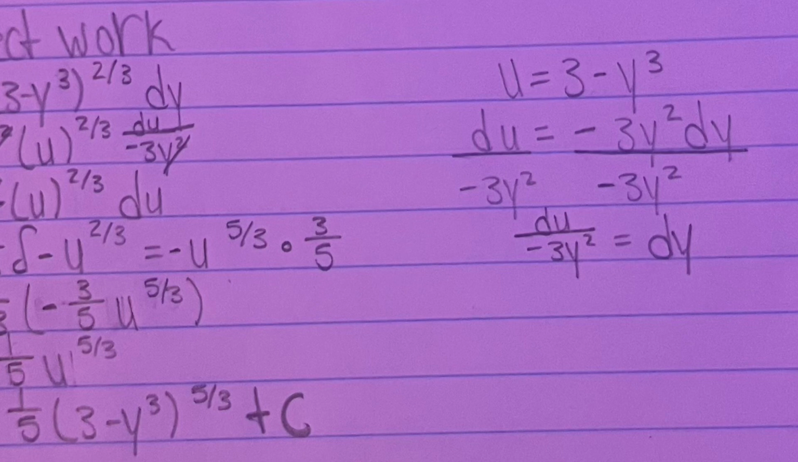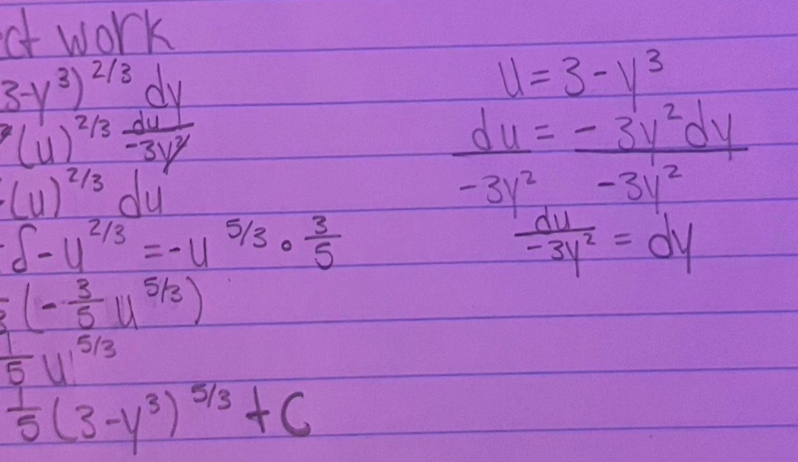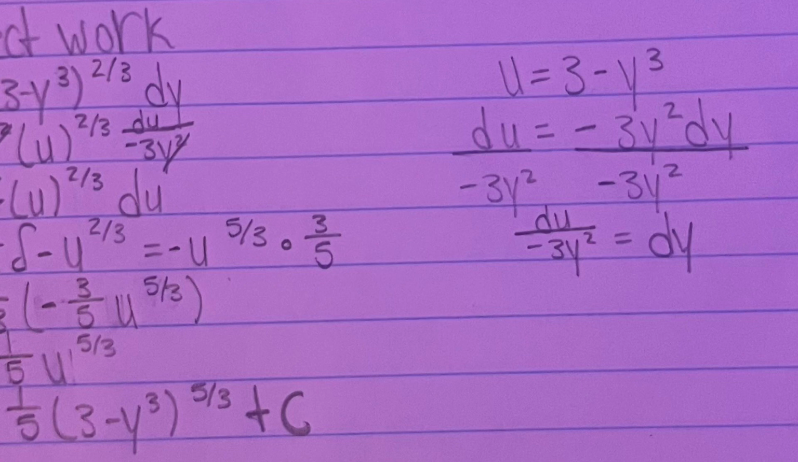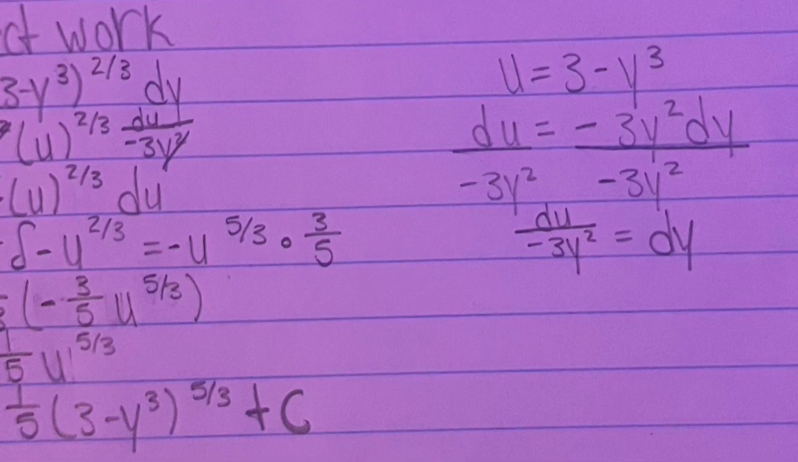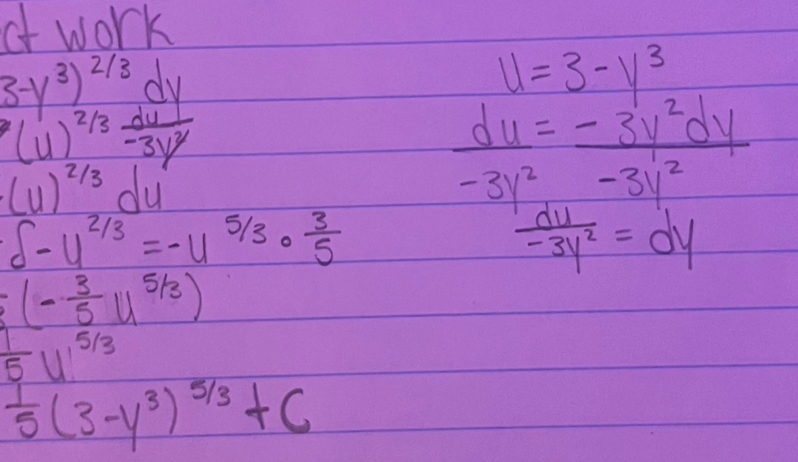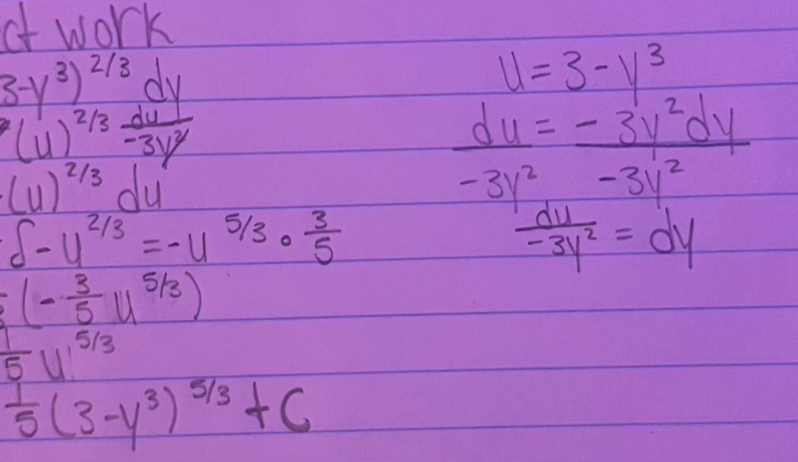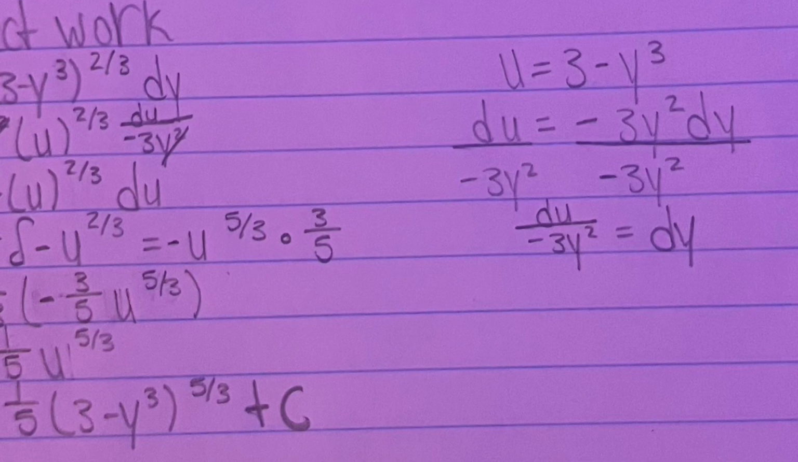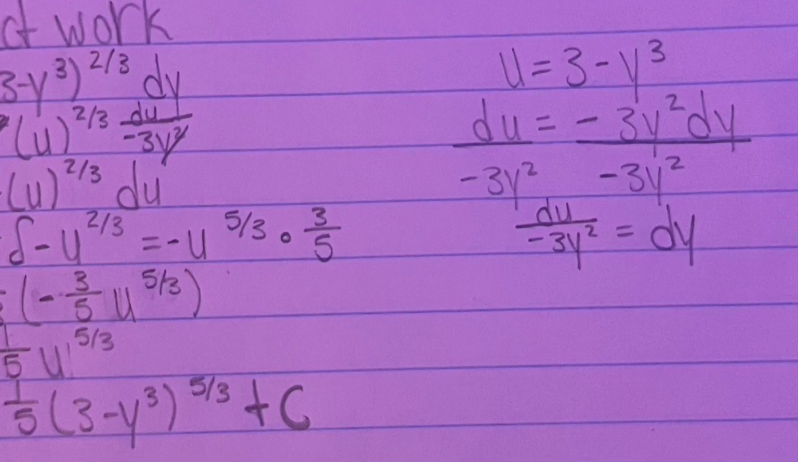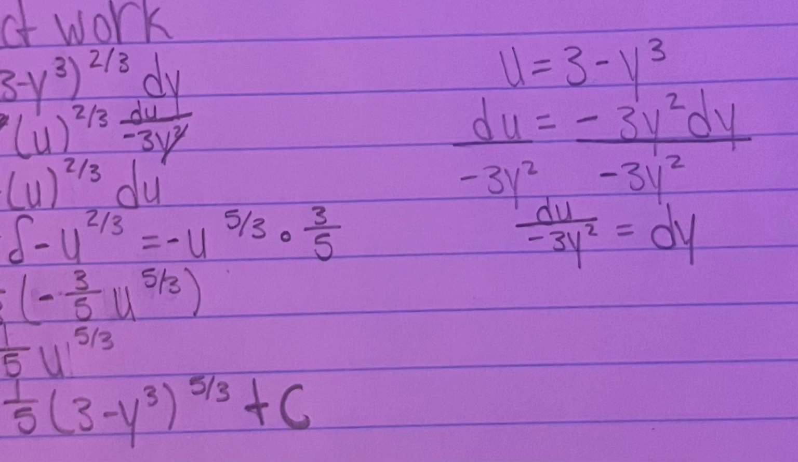Substitute the u value back with the original 3 minus y to the power of 3. So now the final answer will look like negative 1 over 5 times (3 minus y to the power of 3) in parentheses to the power of 5 over 3 plus c, which is the constant.